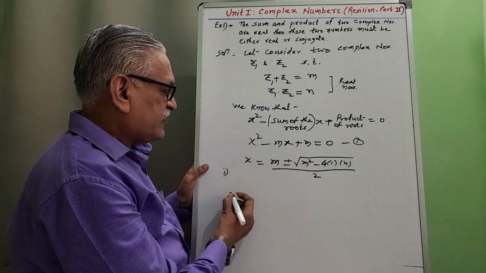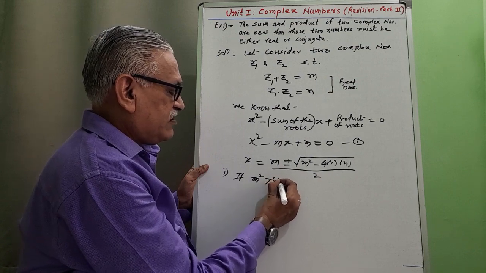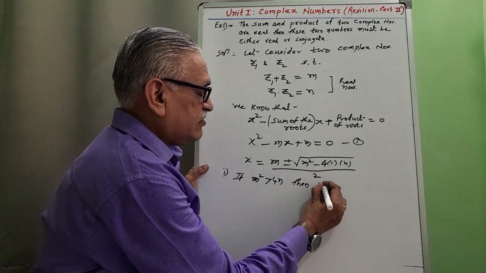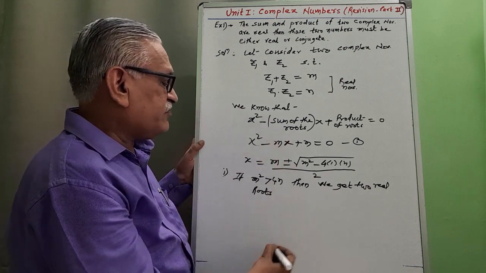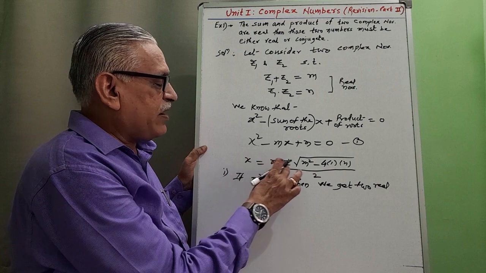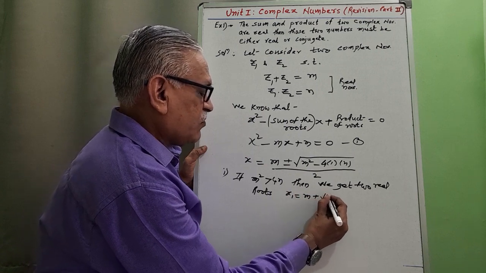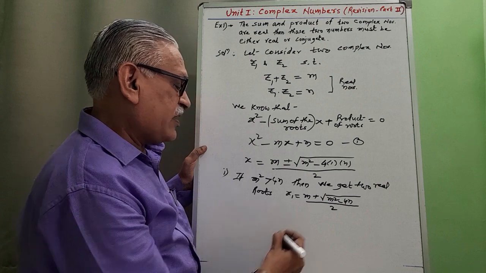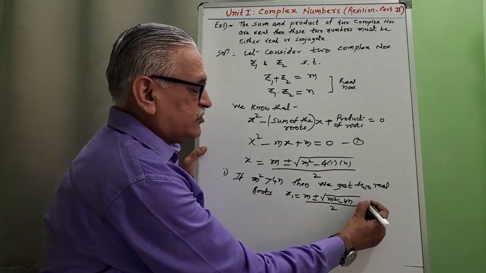Therefore, first condition: if the value of m square is greater than 4n, then we get two real roots. The roots are x1 equal to m plus root of m square minus 4n, divided by 2, and the second one is m minus square root of m square minus 4n, divided by 2. These roots are real.